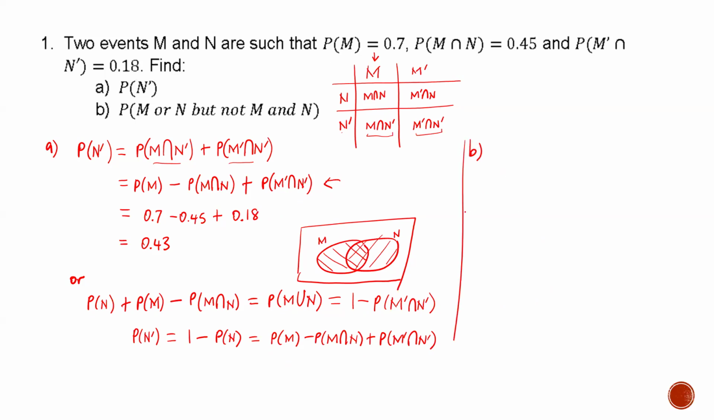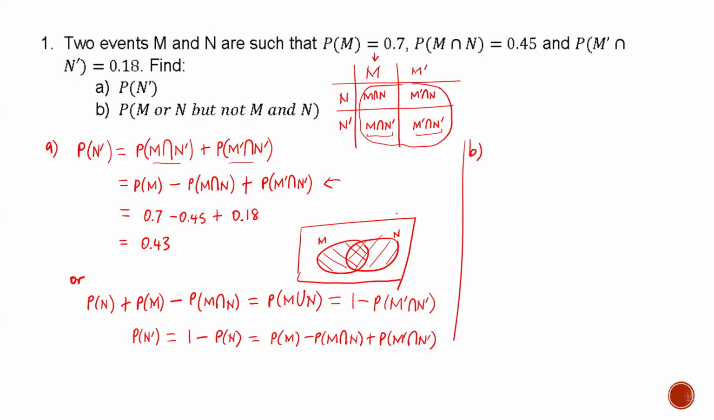Let's go to part B now. So part B is asking us for the probability of M or N, but not M and N. So you need to be able to interpret this in terms of these four sets here. What among those four sets do they want? M or N, but not M and N.